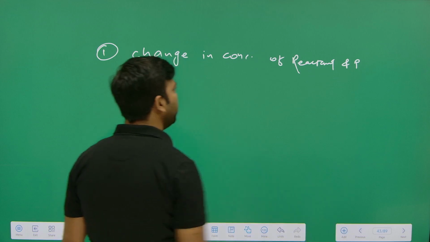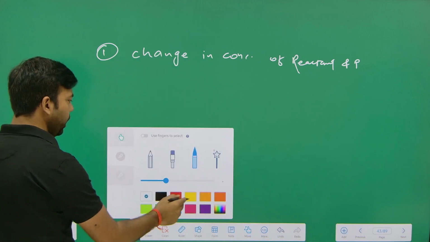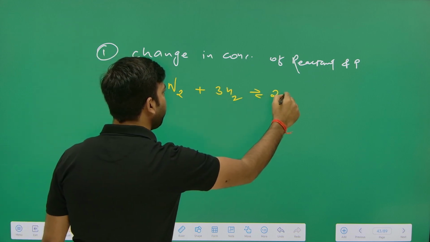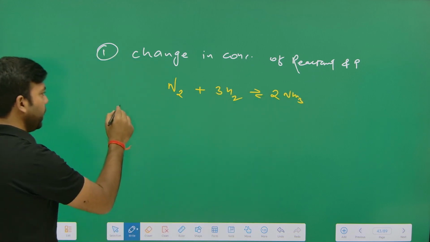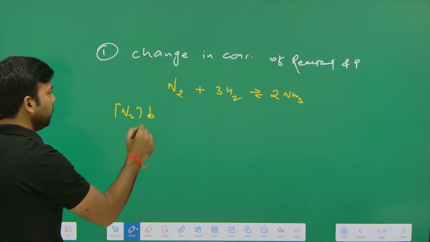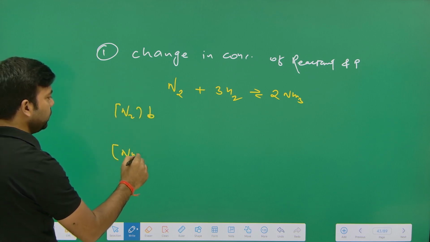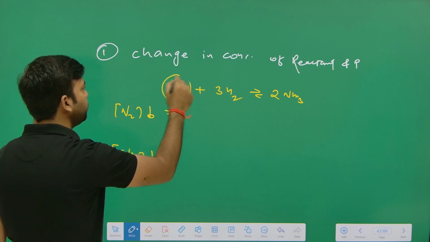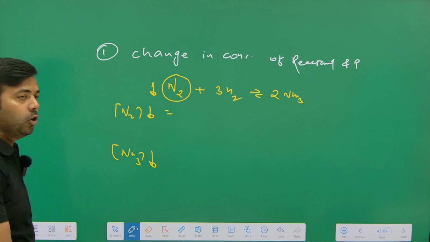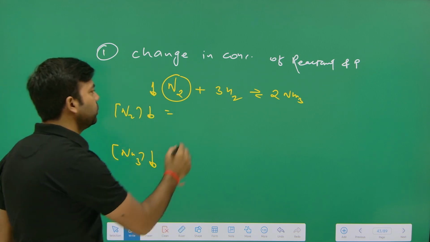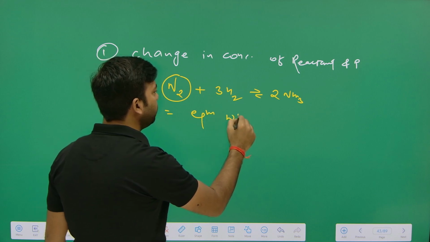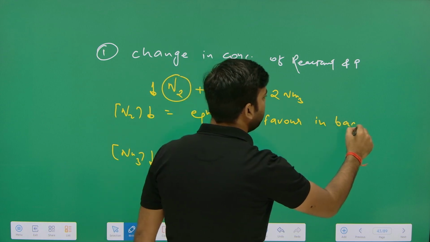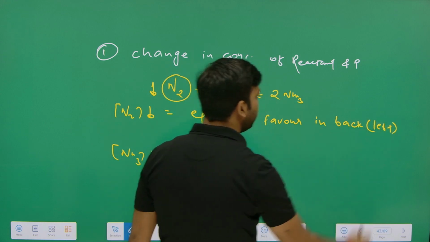I am going to talk about it with an example. Suppose we have the reaction N2 plus 3H2 gives 2 ammonia. My question is, what should be the direction of equilibrium when N2 is decreasing? What should be the direction of equilibrium when ammonia is decreasing? So the simple thing is that N2 decreasing means equilibrium will favor the backward side. So we can say equilibrium will favor backward or left or towards the reactant.